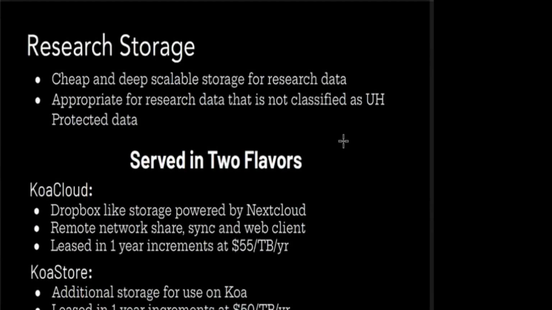Anyway, COA Cloud is a Dropbox-like storage, and you can have a remote network share, and you can sync it basically with a web client, so you can access it just basically with a browser. It's leased in 1-year increments at $55 per terabyte per year. COA Store, on the other hand, is storage that's actually on COA. So you need to be a COA user in order to access any files in that volume. It's slightly less expensive at $50 per terabyte per year.